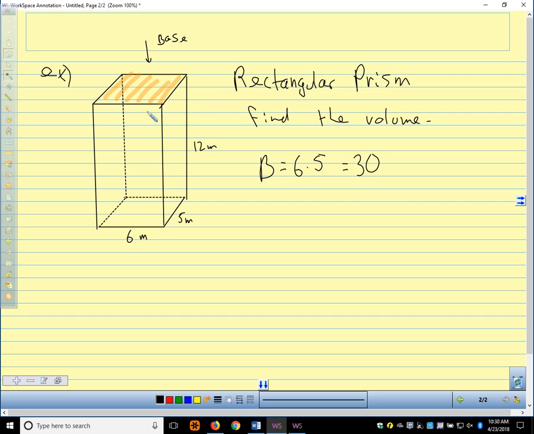If this is the base, what's the height? Height would be 12, the distance between the two bases. So height would be 12. So the volume is 30 times 12, which is 360 cubic meters.